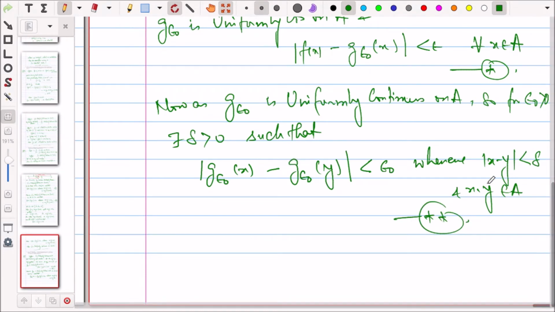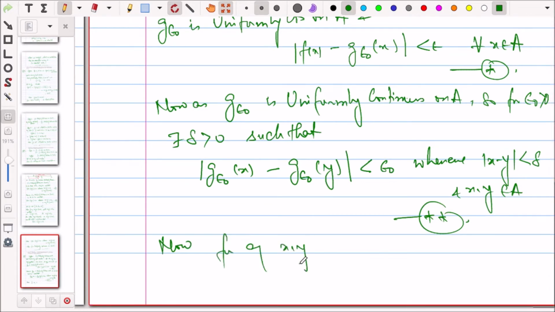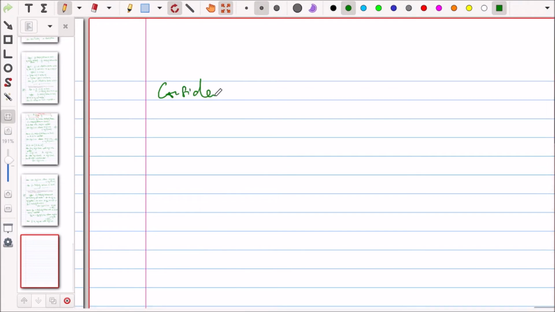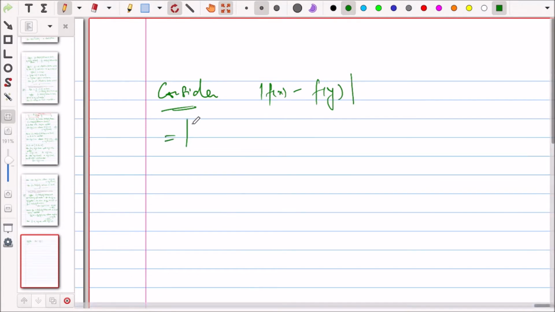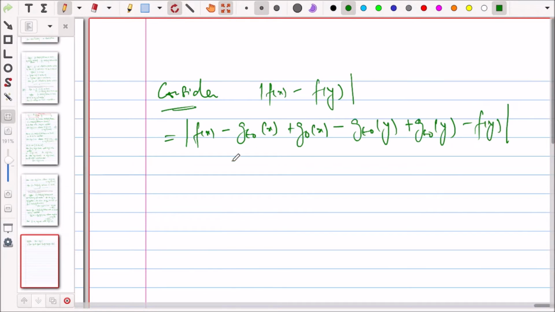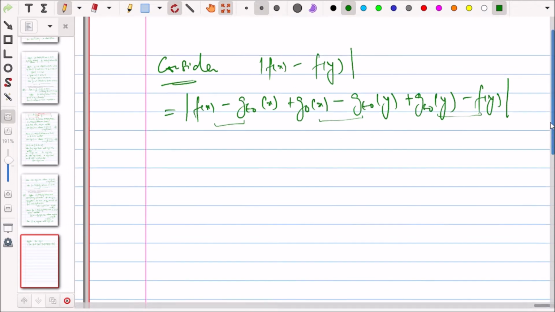Now, for any x, y belonging to A with |x minus y| less than delta, consider f x minus f y. So we can write f x minus f y in terms of g epsilon naught. We will add and subtract g epsilon naught x and g epsilon naught y. We will club these terms, and then we will use the triangle inequality to get this.